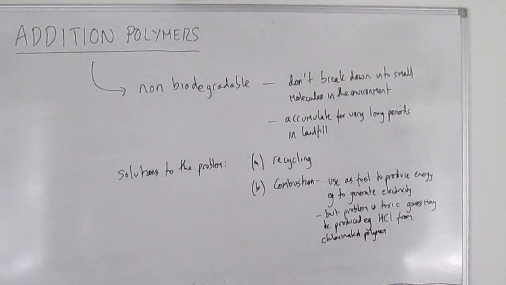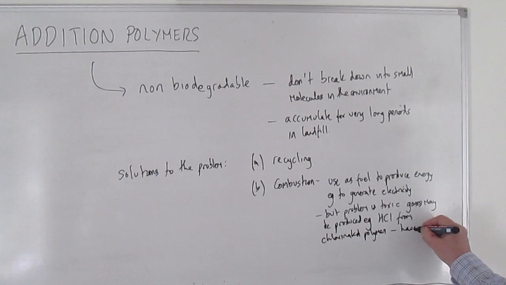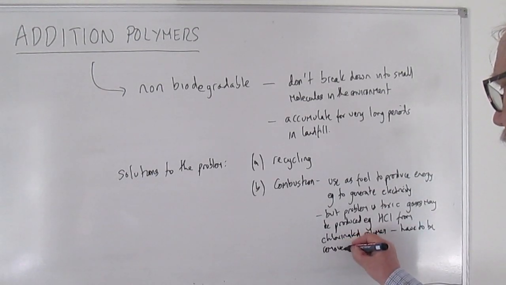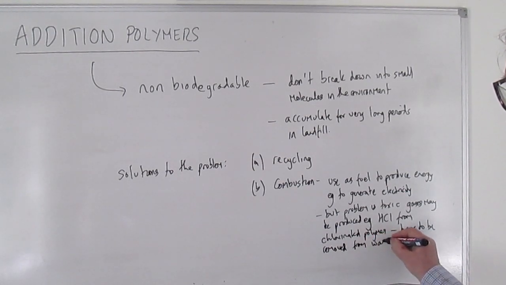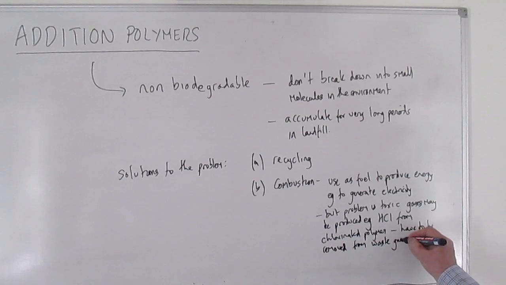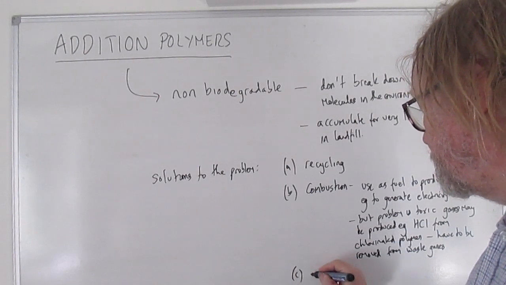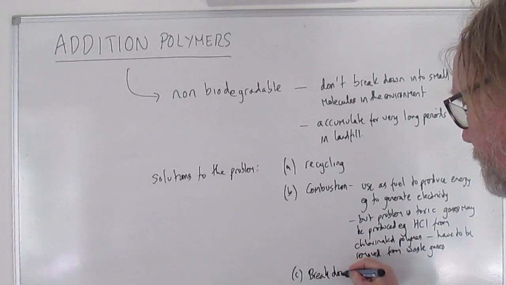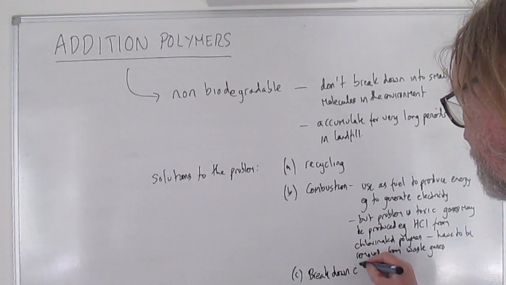And these things can be dealt with, so they have to be removed from the waste gases to make sure they're not released into the environment. But that's a possible way forward. The other thing that you could do is to break them down chemically. So we can't rely on bacteria to do it, but we can use an industrial process to do it.